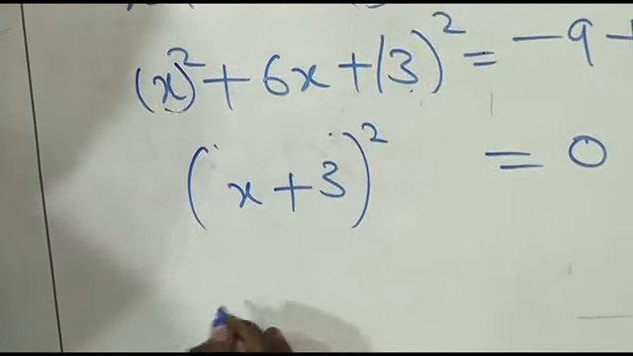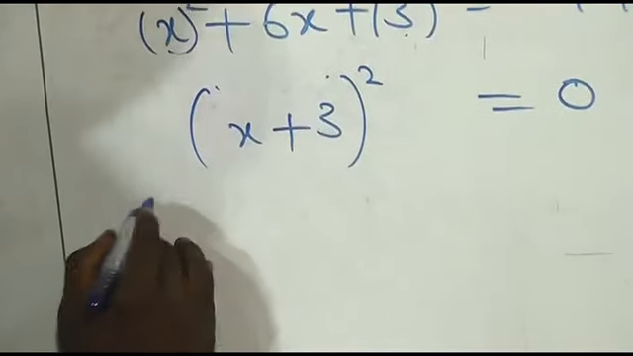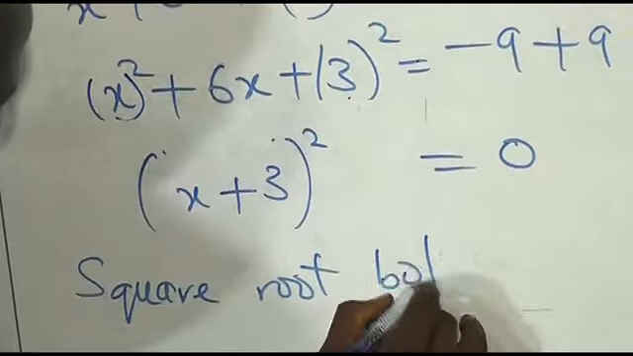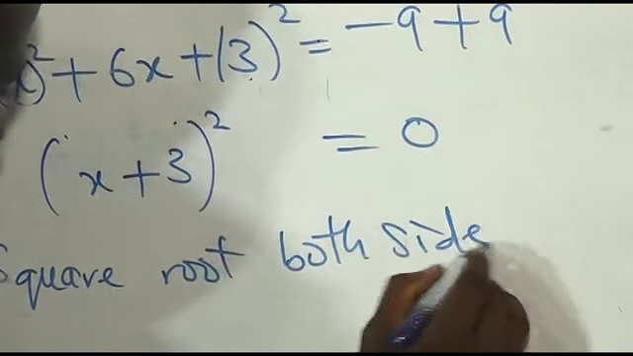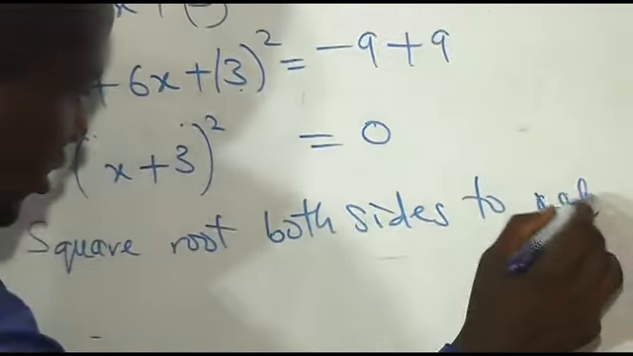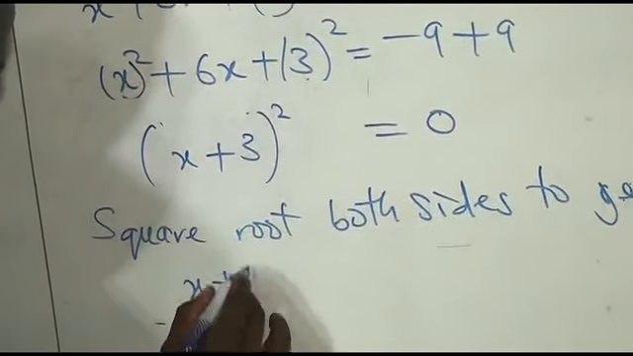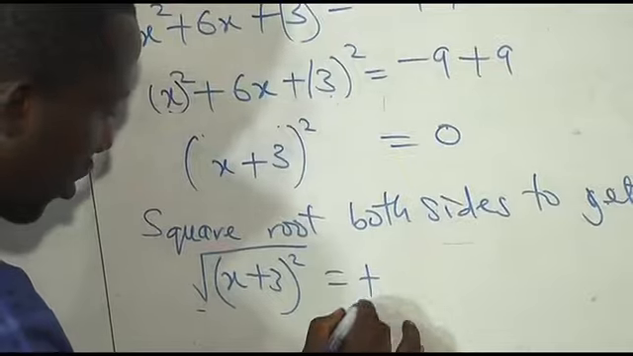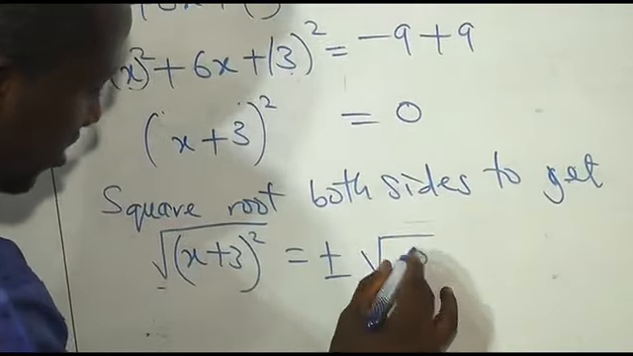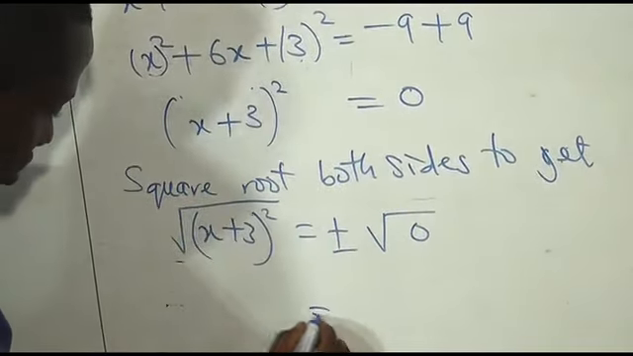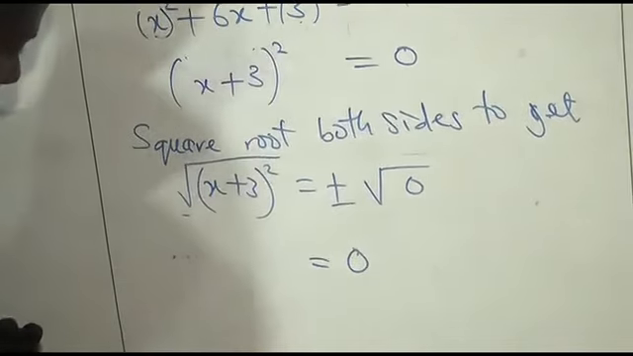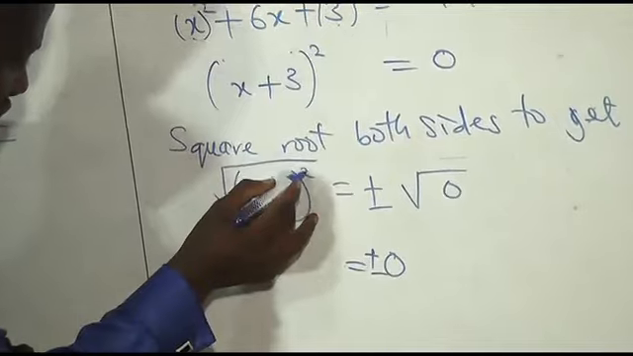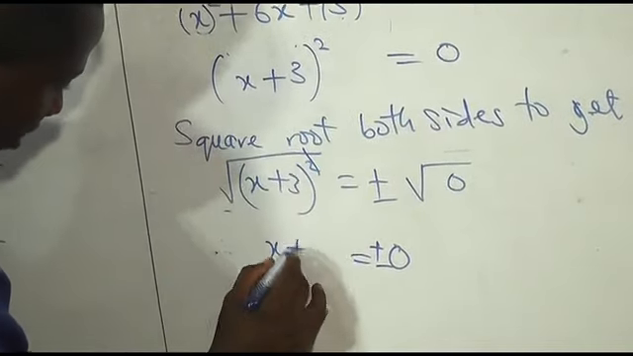The first thing to do is to square root both sides, to get x plus 3 all squared. When you square root this, remember to put your plus or minus, and when you square root 0, fortunately 0 is neutral, so you have 0 to be the answer there. But let me just put plus or minus. So this square cancels this, so you have x plus 3.